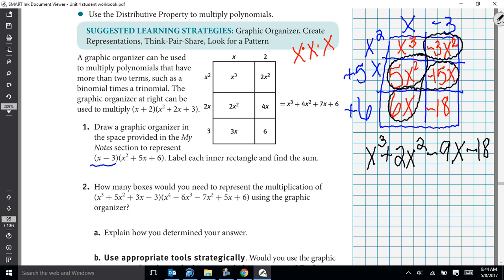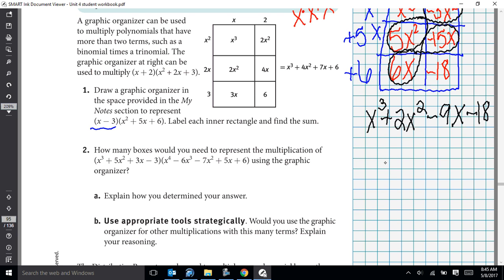Now I put this in standard form, so I started with my highest degree here, so x cubed and then plus 2x squared minus 9x minus 18. Typically we put highest degree first down to our constant on the end. Questions? Not too bad, right? Same process as last week. Just multiplying 2 more boxes.